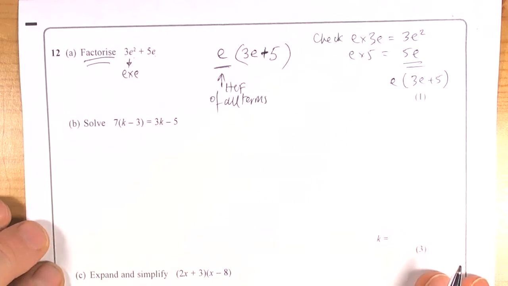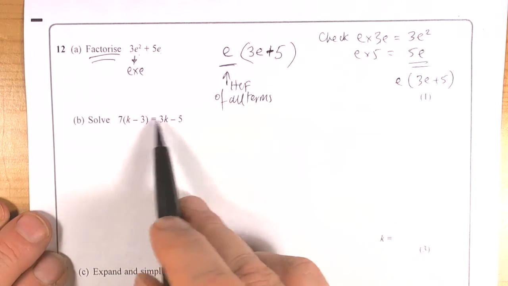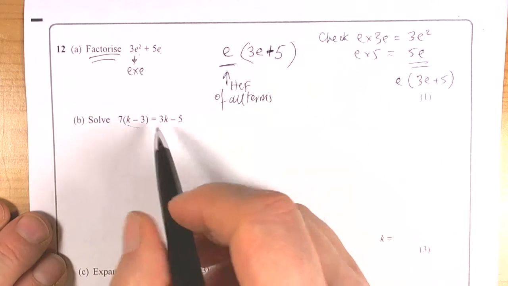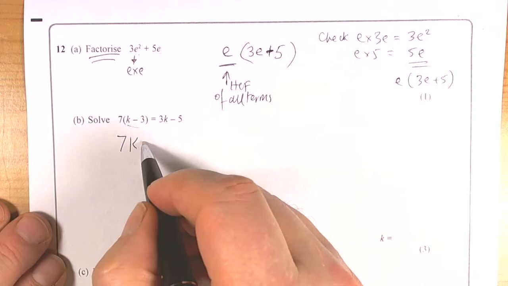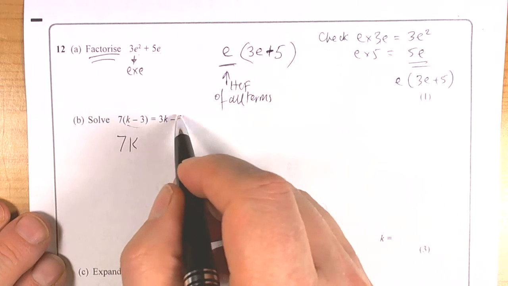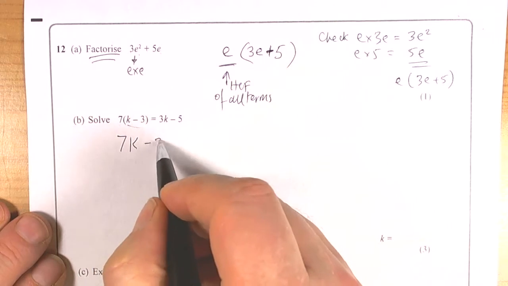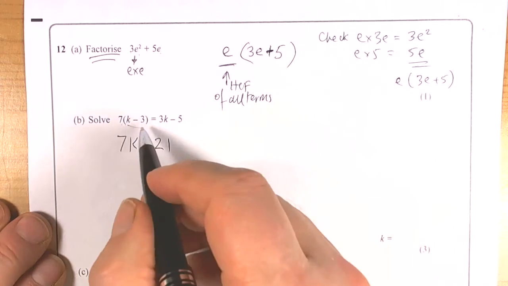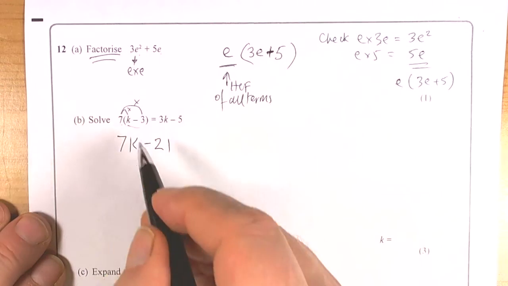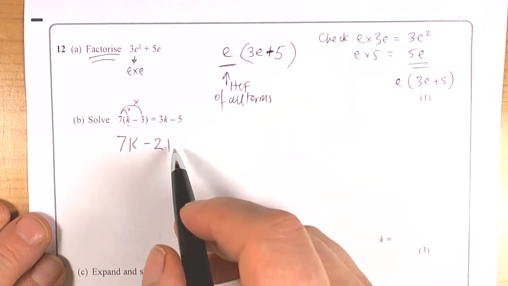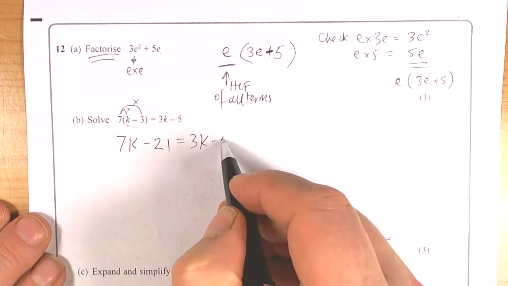Okay, the next part of this question asks you to solve, so we're having to make k the subject. We've got a bracket, so the best thing to do is to expand that bracket because there's not just one number here to divide by 7. So we'll expand the bracket, so we've got 7k, take away 21. Be really careful when we expand. It's 7 of those and 7 of those, timesing of course, because it's a number next to a bracket. So 7k equals 3k, take away 5.